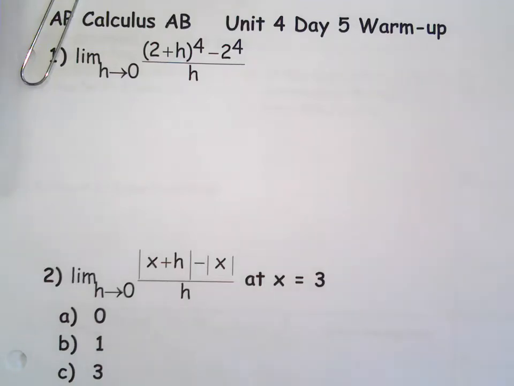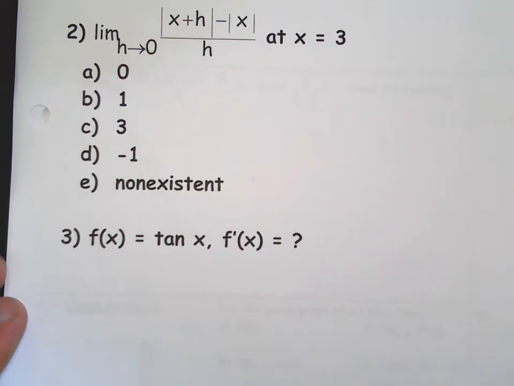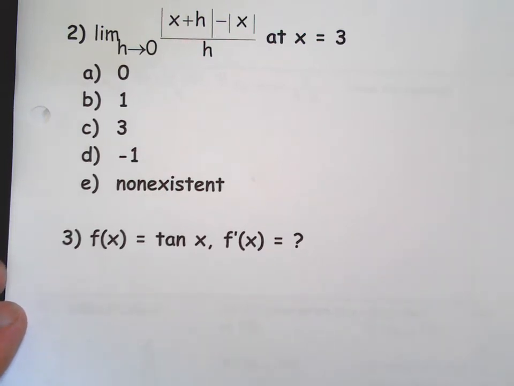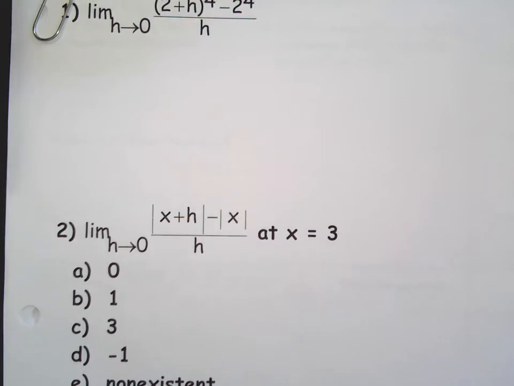Okay, AP Calculus AB, Unit 4, Day 5 warm-up. And there's 3 problems. So try all 3 of those. Number 3, you don't know the derivative of tangent yet, but I'm gonna actually show you guys how to do that one. So you could see if you can guess what you think it is, but then we'll do it together. But 1 and 2, I want you to try.